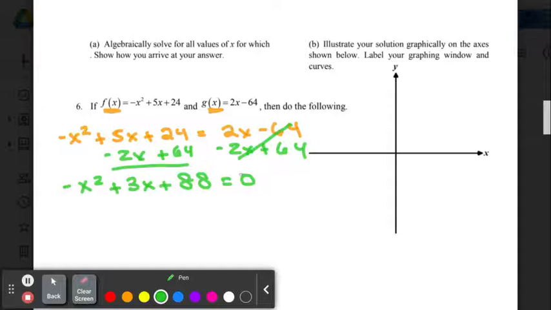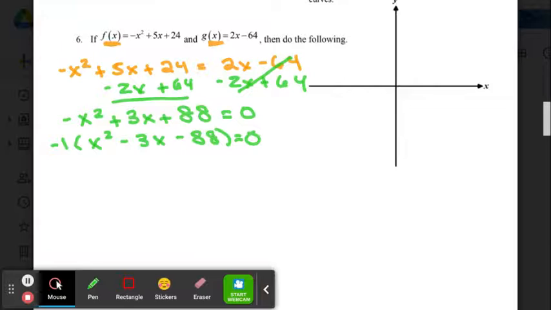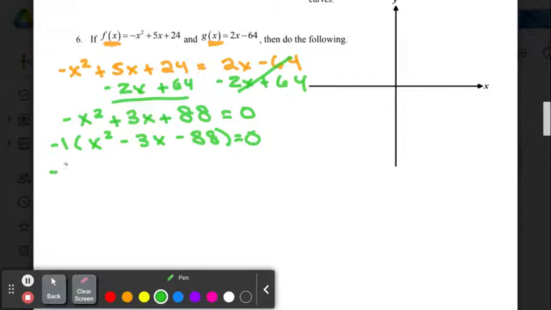Now we can work with this. I don't like the negative, so I'm just going to factor that out like a GCF. So I have x squared minus 3x minus 88 equals 0. So that does factor. Bring down my GCF so I don't forget. Multiply to negative 88, add up to negative 3. So we have x minus 11, x plus 8.